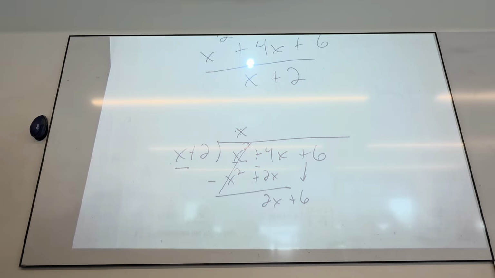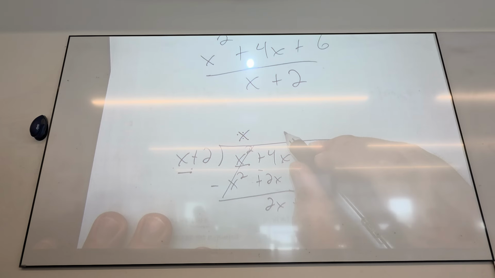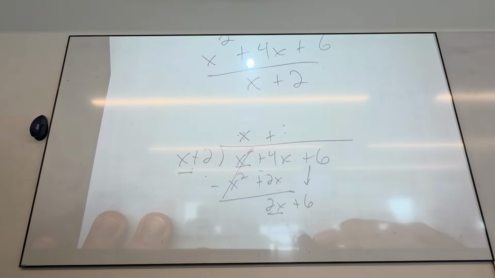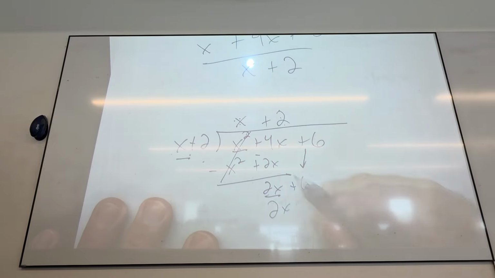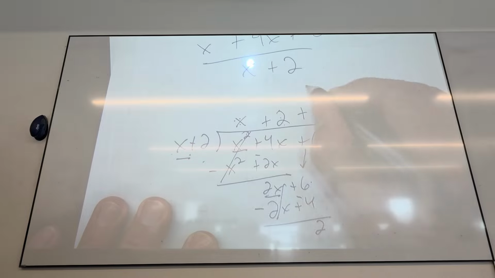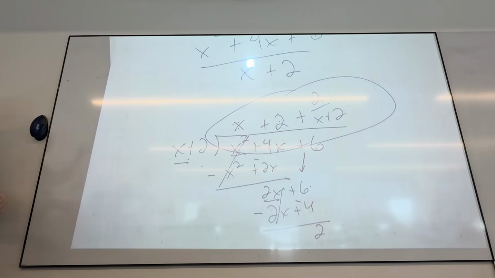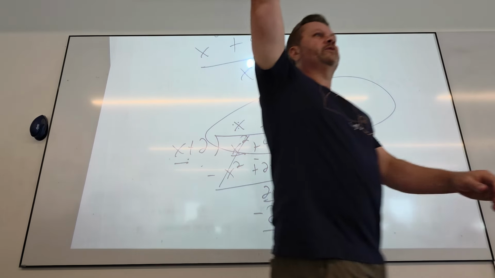Do you see how every step we're doing is the same thing we did before? X times what is 2x? 2. 2 times x is 2x. 2 times 2 is 4. And then I cancel them out, change the signs. 6 minus 4 is 2. So this would be plus 2 over x plus 2. Every step we did was exactly the same step we did with numbers.